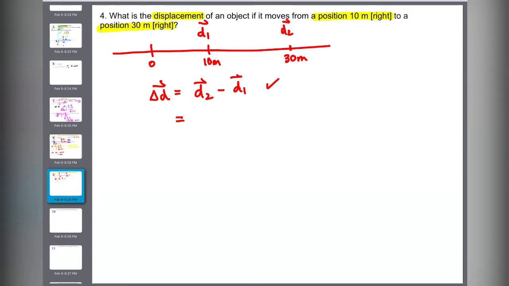Okay, so D2 minus D1. D2 in this case, we already said is 30. D1 is 10. I have 30 minus 10, so that gives me 20. I write my unit down, and I write my direction down. Oh, we good?